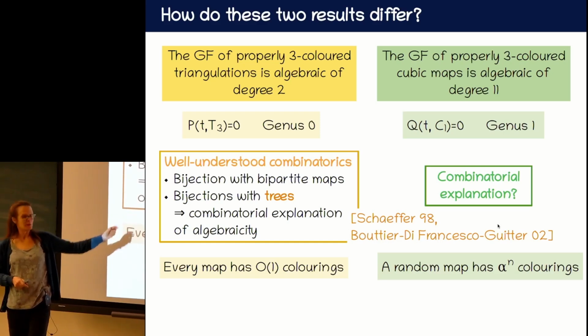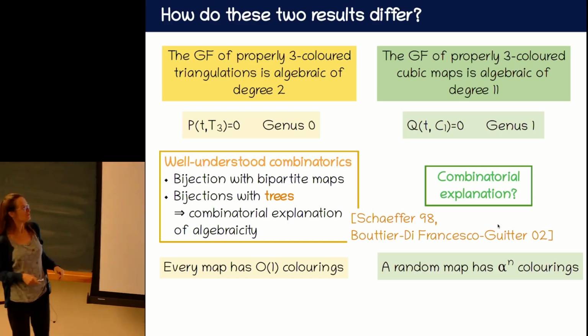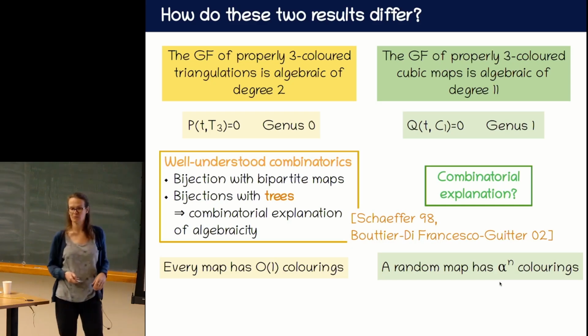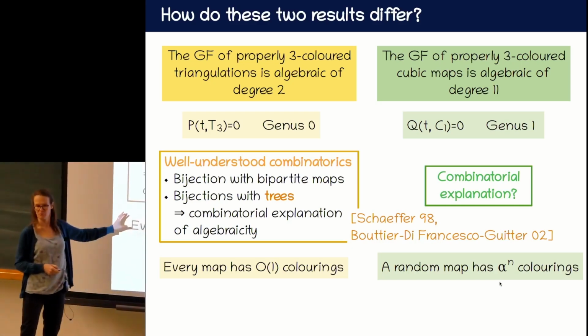Whereas here, from our asymptotics, we can conclude that every cubic map has an exponential number of colorings. So this is not really a coloring problem, in a sense.